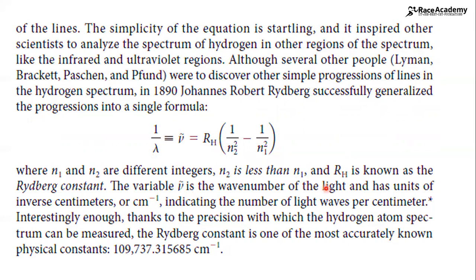The value nu bar is the wave number of the light, in units of inverse centimeters, indicating the number of light waves per centimeter. Interestingly, thanks to the precision with which the hydrogen atom spectrum can be measured, the Rydberg constant is one of the most accurately known physical constants, that is 109,737.315685 centimeter inverse. It's the most interesting thing and the most important formula for the examination point of view in atomic spectrum.